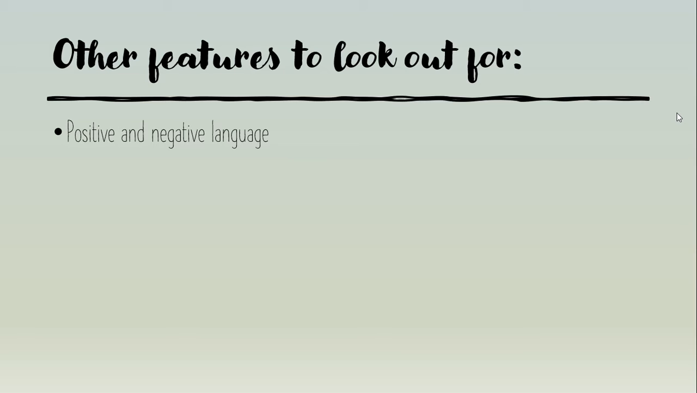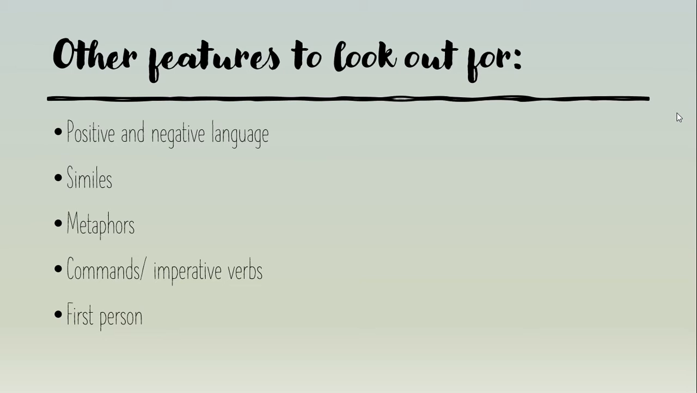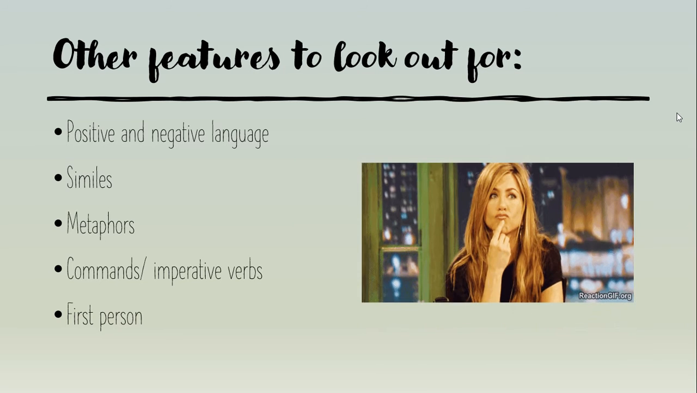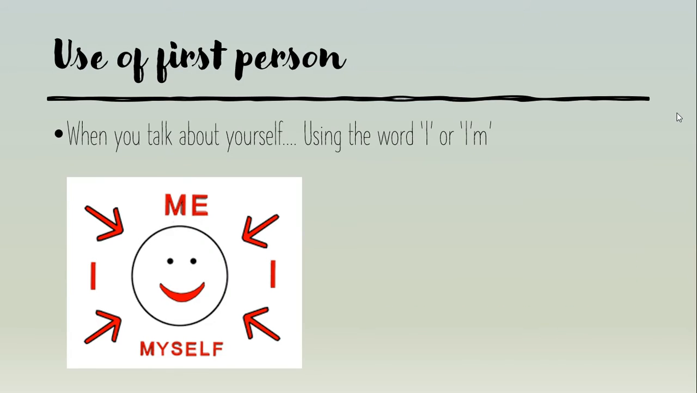They are trying to get you to think or feel positively or negatively about the same topic as them. Similes and metaphors, so these are both ways of comparing things to help describe them. Commands or imperative verbs to tell you what to do. And quite often we'll see use of the first person. So I'm going to go into a little bit more detail about these. But it is good to know these. These come up quite often in the text that we see in the level 1 and 2 exams.